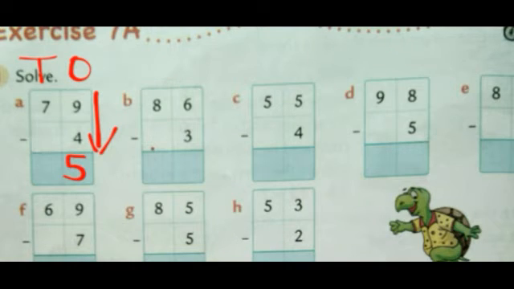And now step number 2, subtract the tens. But in the tens only 7 is there. So that 7 will come down. Okay. 75 is the answer.